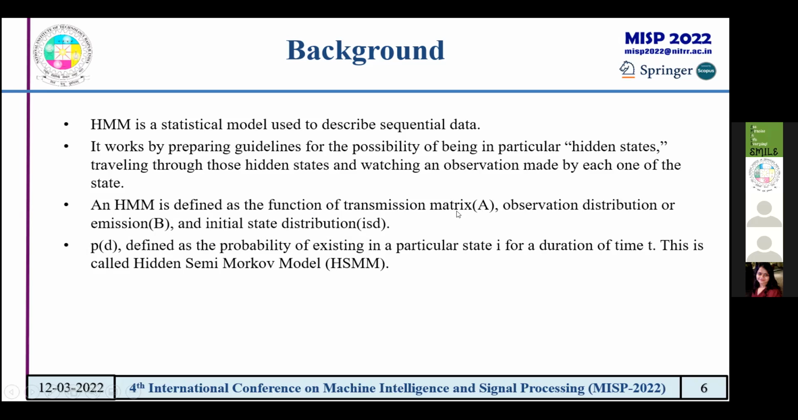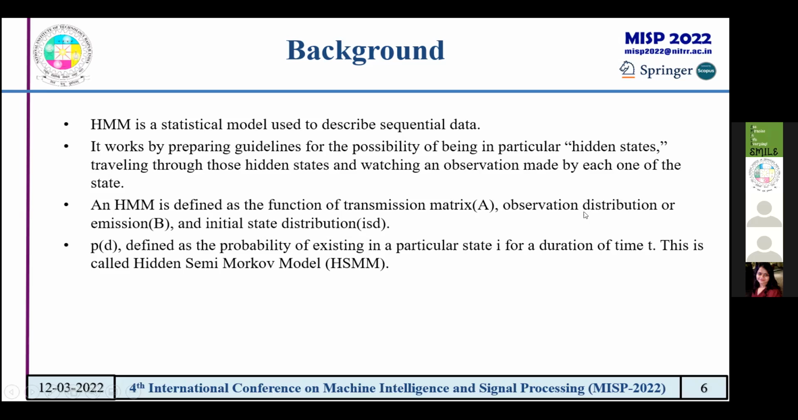So what is the transmission matrix? We have four states in our segmentation: S1, systole, S2, and diastole. If we are in S1, what is the probability of the next state, that is systole, to come right now? That probability information will be given by the transmission matrix.